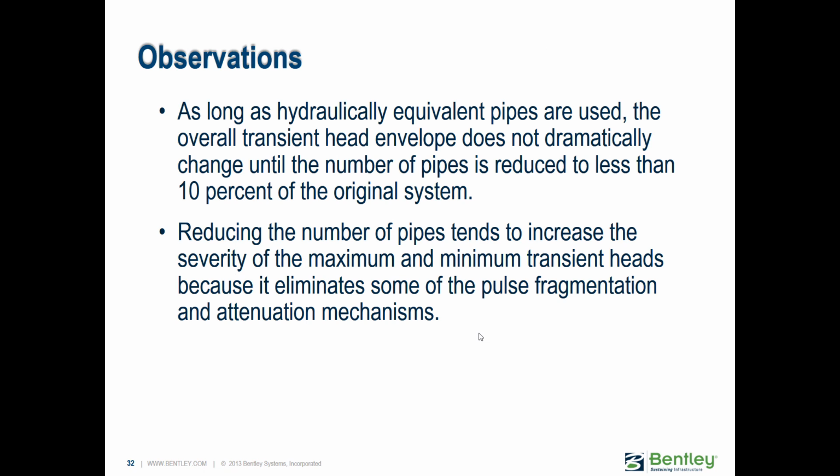So if you were to run a transient simulation, some observations: basically as long as the hydraulically equivalent pipes are used, the overall transient head envelope doesn't dramatically change until you get so low that you miss out on those high points. So reducing the number of pipes tends to increase the severity of the maximum and minimum transient heads because it eliminates some of those pulse fragments and attenuation mechanisms, but not if you're removing significant high points that may have otherwise caused vapor pockets to form and then collapse.